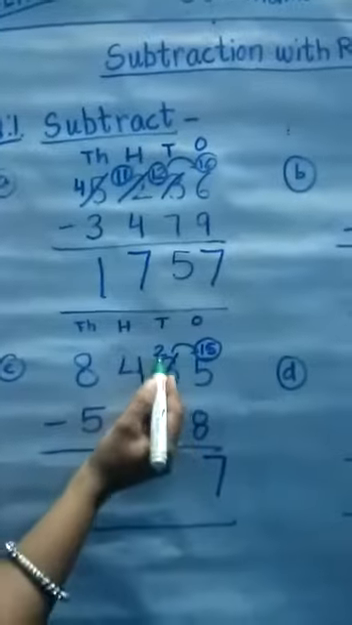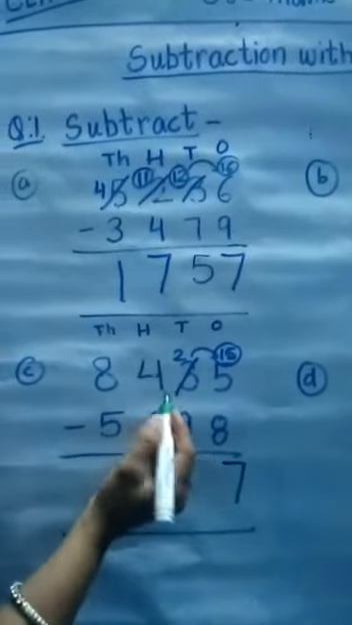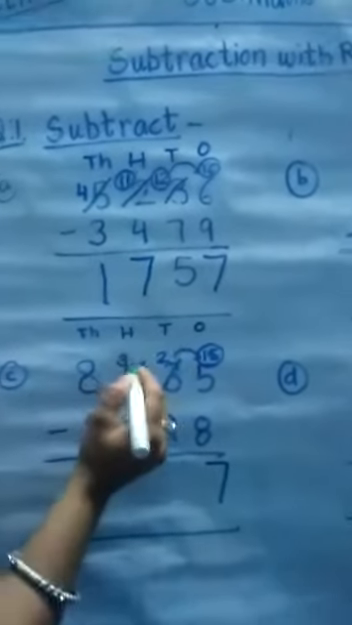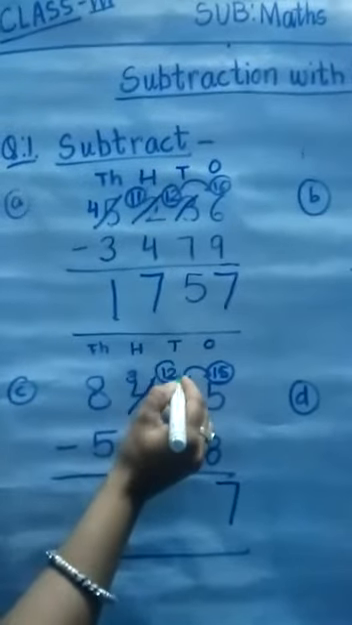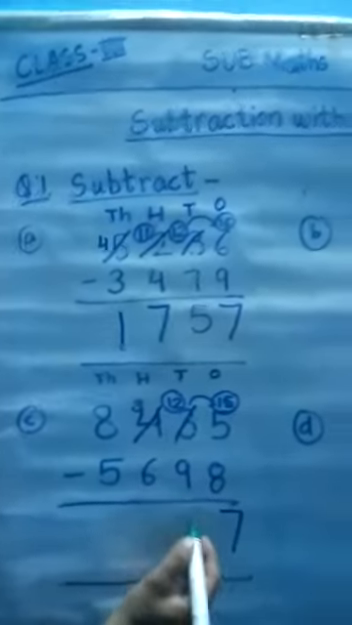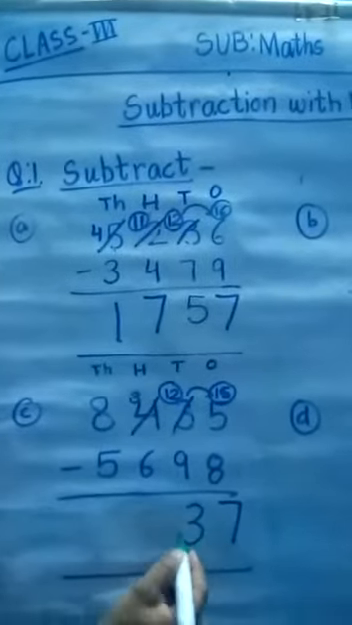Now look everyone, we are unable to deduct 9 from 2. So we have to again take help from hundreds place. And look everyone, this number is 12. So 12 minus 9 is easy to do. So the answer is 3.